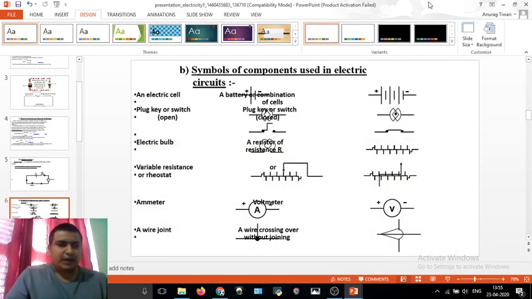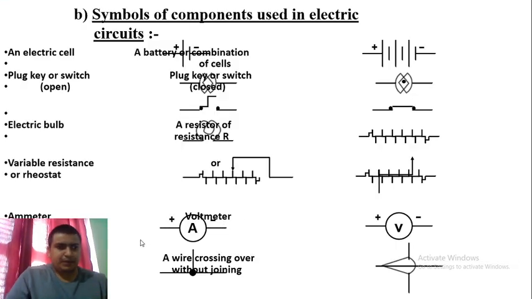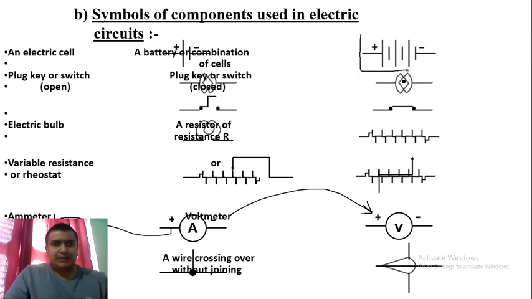Some special symbols are here. If you look at this symbol, it is written as V, so of course this is a voltmeter. This is the voltmeter, while this is the ammeter because it is written as A over here. This symbol represents a number of cells in a single way, so it is a type of battery. If more than one cell is present in series, then it is called a battery.